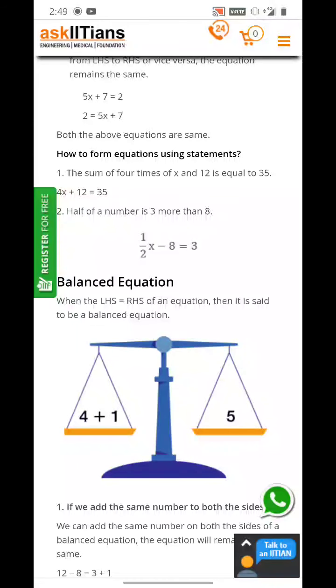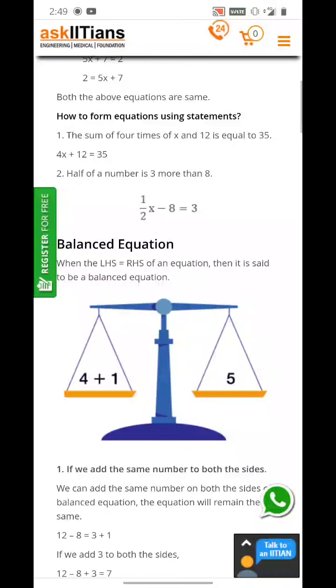The sum of 4 times of x and 12 is equal to 35. The sum of 4 times x: you have to take x and write it 4 times, so 4x. And the operation being used over here is sum. So 4x, the sum of 4 times of x. 4 times of x is 4x, and 12.